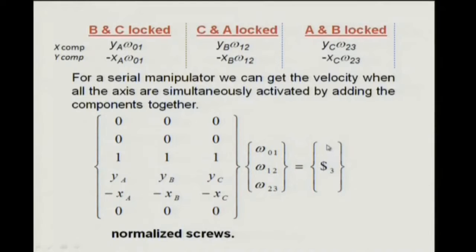And so if you take the screw for the end effector, the first three elements will contain the angular velocity of the end effector, and the last three elements will contain the velocity of a point on the end effector, which is instantaneously at the origin. Okay. And we also know that if you are interested in the velocity of any other point, we can find it quite easily by multiplying, with shifting, we already have the formula for that.